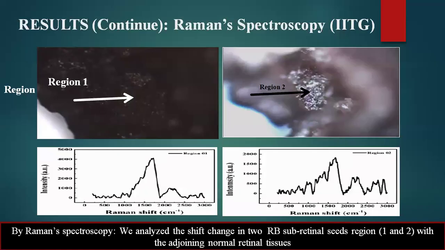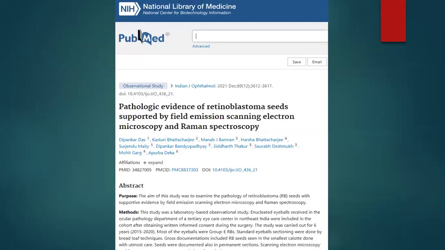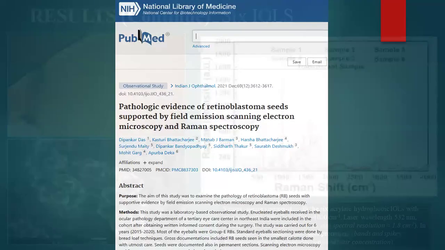What is important is that the side adjoining areas where lipid was much more, and where the seeding was, their protein content was much more, having those Raman shift and the spectroscopy evidence. This we published in the Indian Journal of Ophthalmology, scanning electron microscopy and Raman spectroscopy in retinoblastoma seeds.